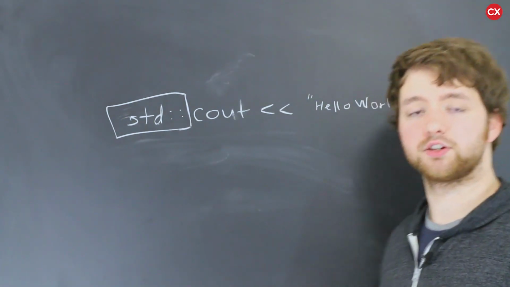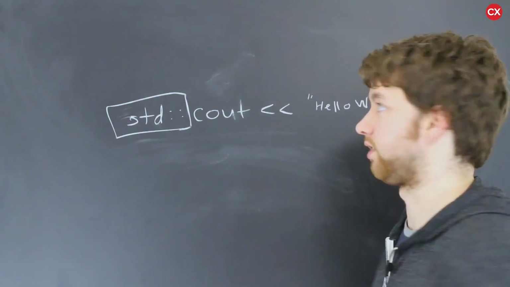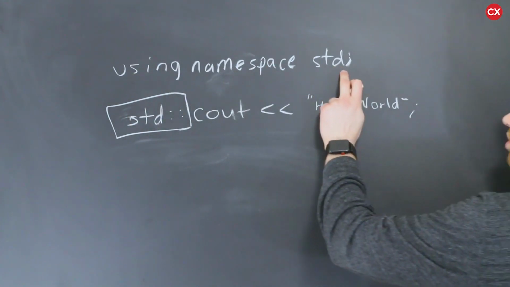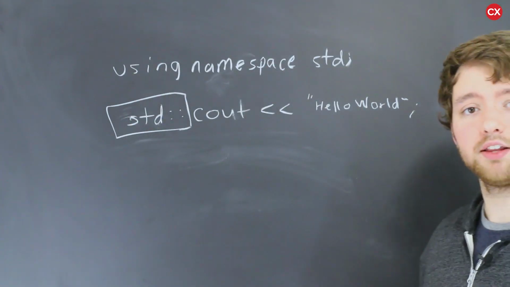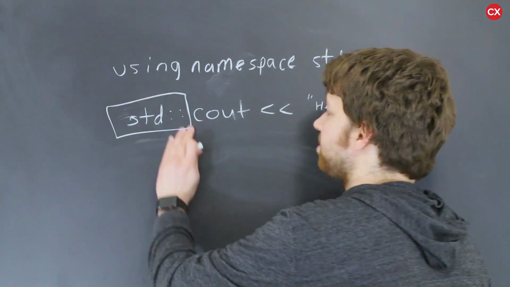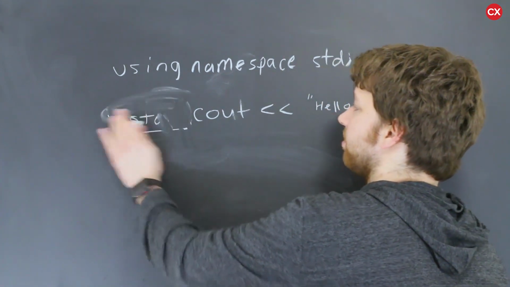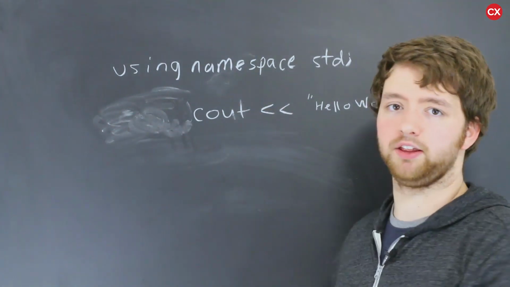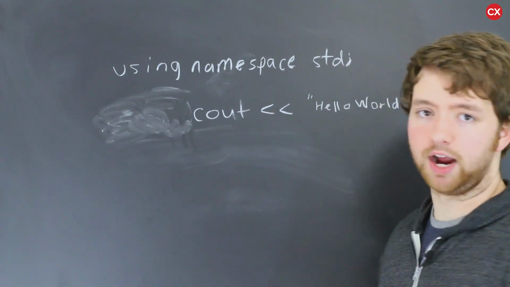Now, when you're first getting started, you'll often see code that looks like this. It'll say something like using namespace, and in this situation, std. What that allows us to do is get rid of this. Basically, we're saying we're going to import all of this code and make it directly available. Then we can just do cout directly.